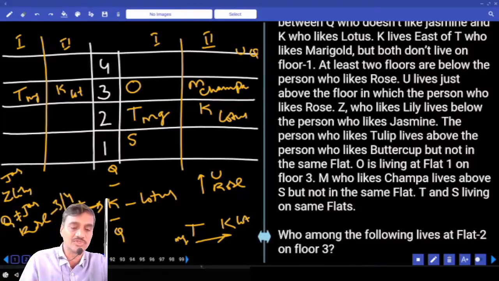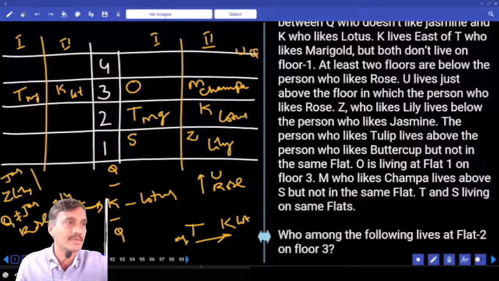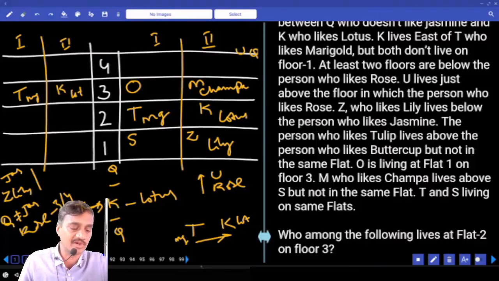Z. The information about Z: Z lives below the one who likes jasmine. Hence where should this Z be? Z is here. And Z likes what? Z likes lily. That information is correct. And next one, one more thing we need to identify: Q is immediately above the one who likes rose. Right? That information is there. U lives just above the floor on which the person who likes rose lives. And Z likes lily.